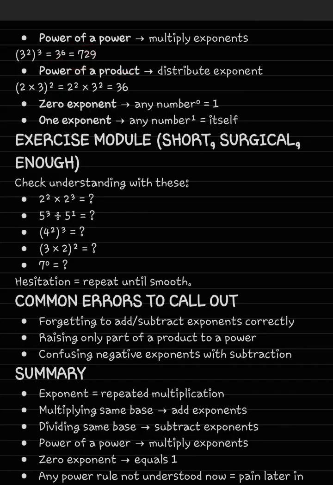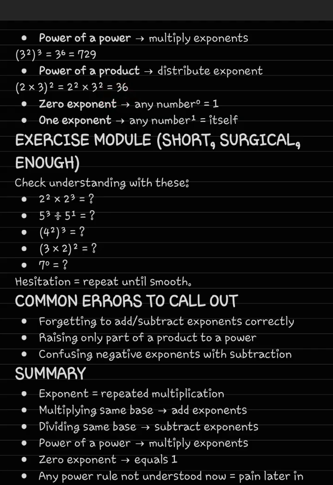Power of a product. If you have a multiplication problem inside parentheses raised to a power, you must distribute the exponent to every number inside those parentheses. Example: the product of 2 times 3, all squared. This becomes 2 squared times 3 squared, which is 4 times 9, equaling 36.